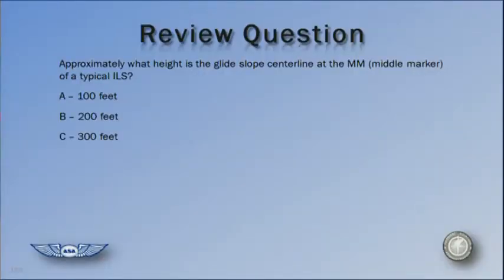Okay, next question. Approximately what height is the glide slope center line at the middle marker, or MM, of a typical ILS? Which of these 3?